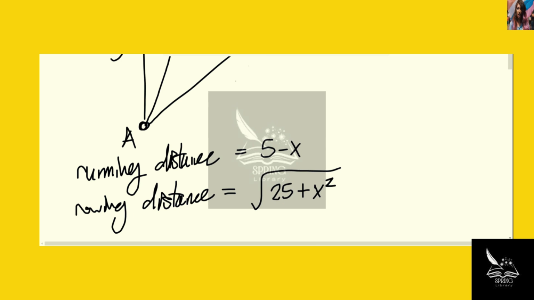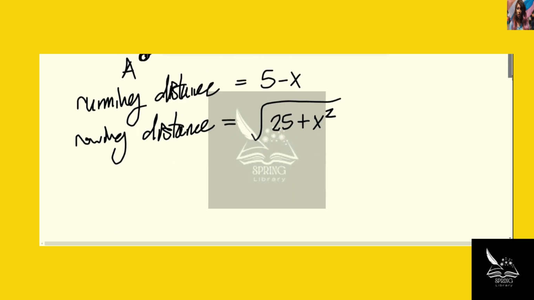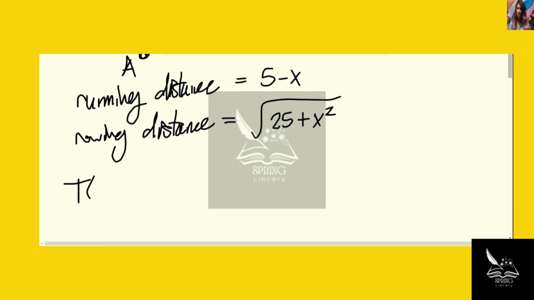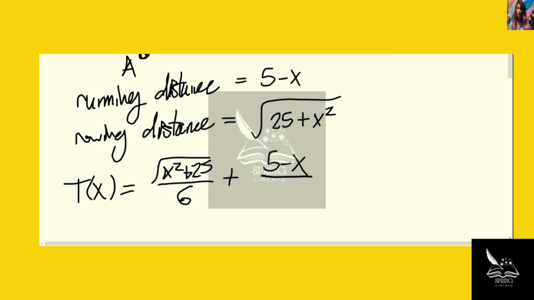Also, our rowing speed is 6 kilometers per hour and running speed is 8 kilometers per hour. So it follows the total time running and rowing, which I'll call T of x, is our rowing distance divided by our rowing rate, 6. So we have the square root of x squared plus 25 over 6 plus the running distance, 5 minus x, over the running speed, 8. And it's clear from our picture that the domain includes all x between 0 and 5.